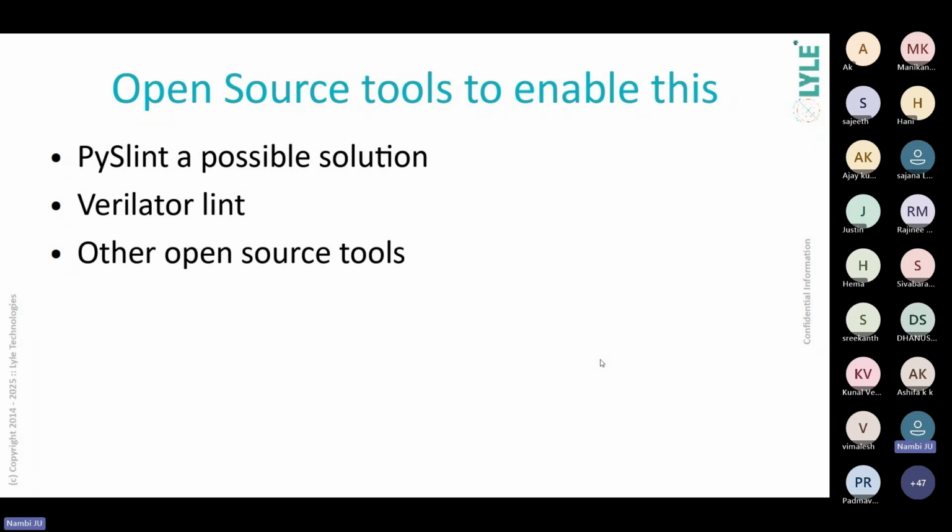So I'm listing some of the open source tools that would enable you to do this. PySlint is a solution from Verifigs as we go, which will enable you to do constraint analysis and linting. There is also VeriLaterLint, which is an open source tool. There are other open source tools which will enable you to do constraint validation or constraint linting. The use cases that I'm going to present further are based on PySlint's linting capabilities.